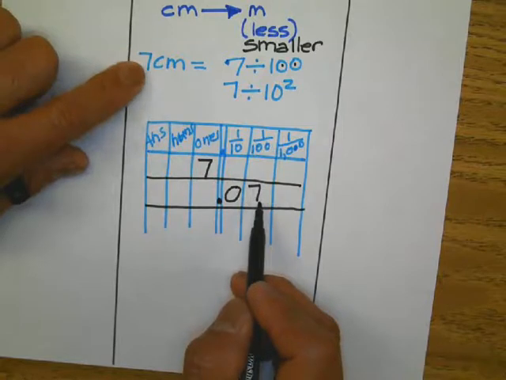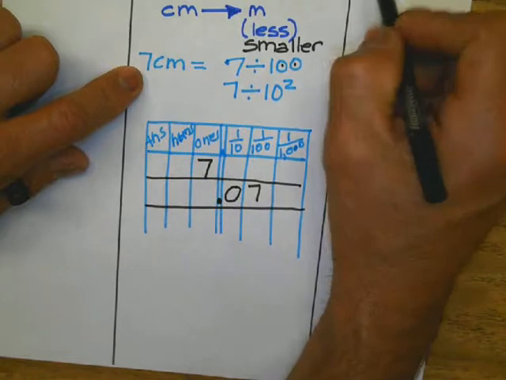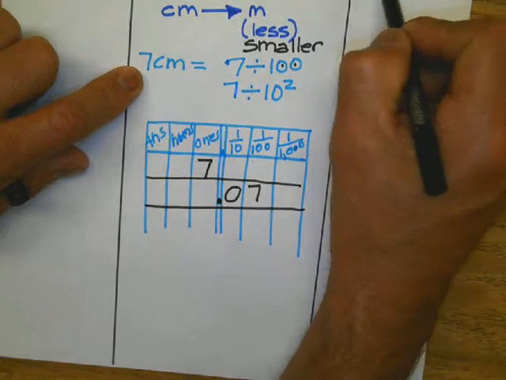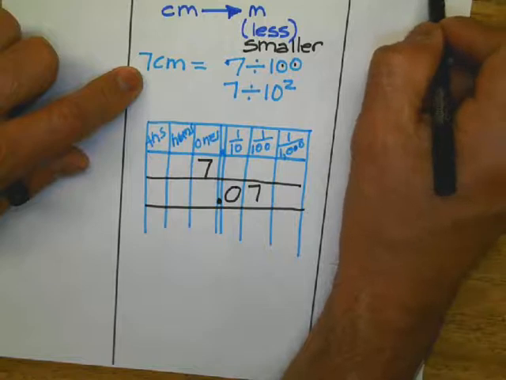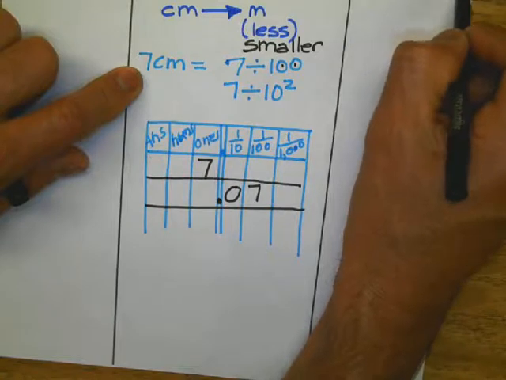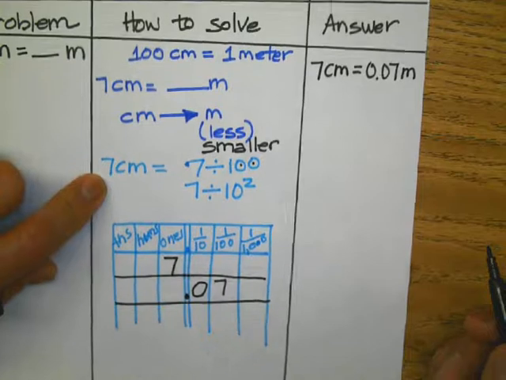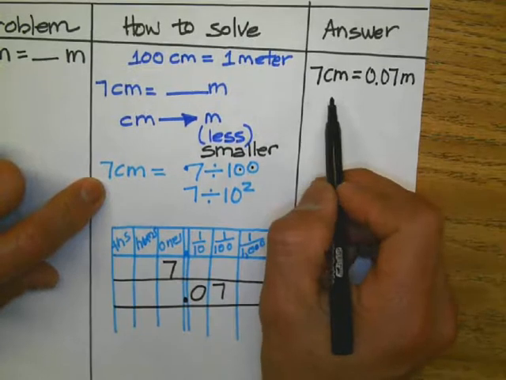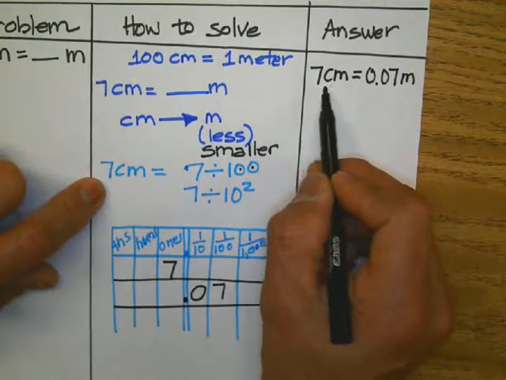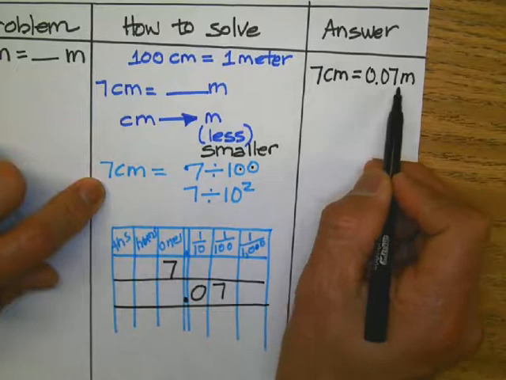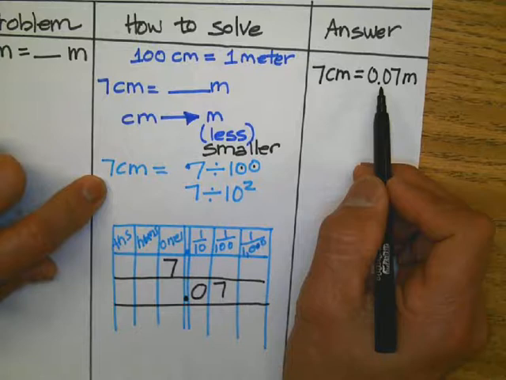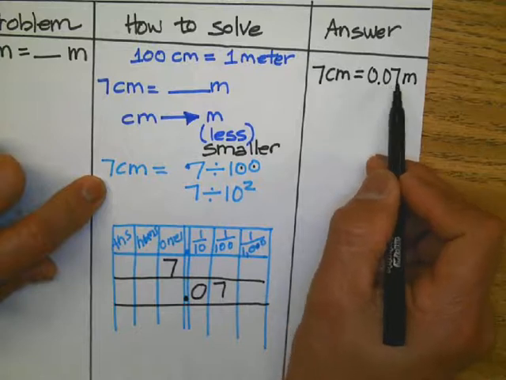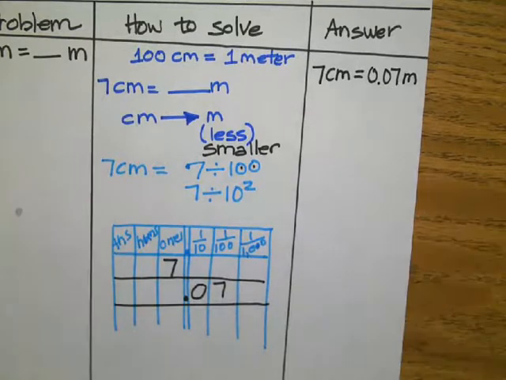So now we can say that 7 centimeters equals 7 hundredths of a meter. My friends, oops, sorry, you didn't see that. You were not watching that. So here's what I wrote. 7 centimeters equals 7 hundredths of a meter. Please get used to reading that, hundredths.